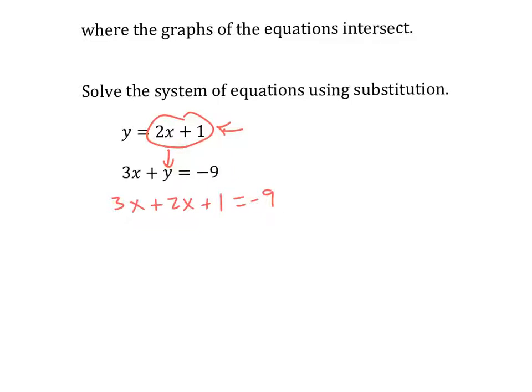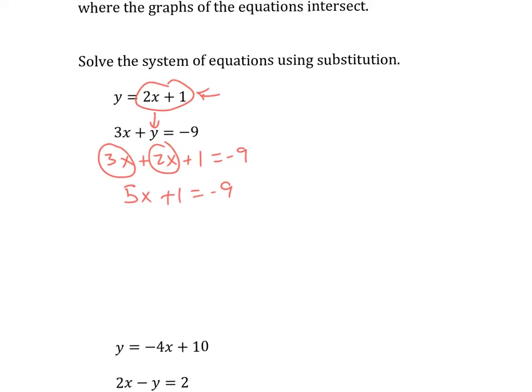Okay, so what we're first going to do is combine like terms. So we have this 3x and a plus 2x, and so we'll add those together to get 5x plus 1 is equal to negative 9. And now we just need to use inverse operations to solve for x. So we'll subtract 1 on both sides. Those will cancel out. We'll be left with 5x is equal to negative 10. And then we'll divide by 5 on both sides because the inverse operation of multiplying is division. And we'll get x is equal to negative 2.